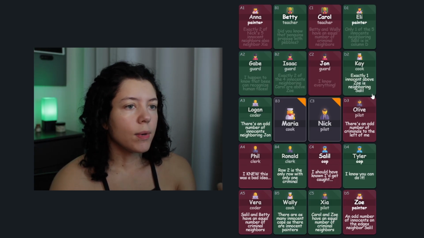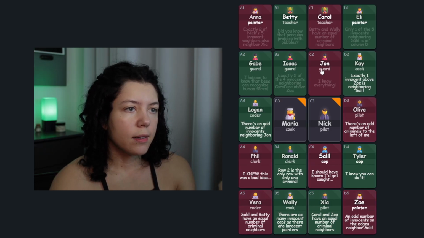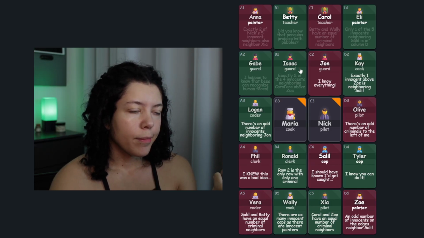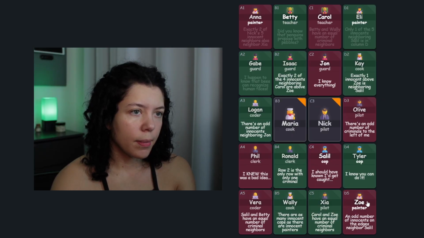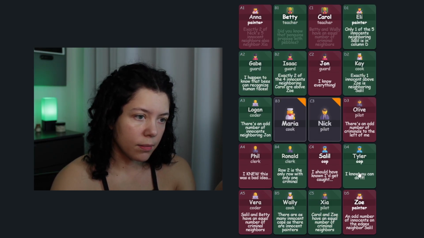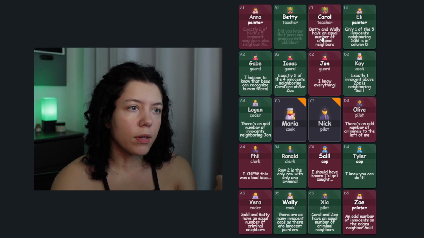Kay says exactly one innocent above Zoe is neighboring Salil, that's Tyler. John says, I know everything. Isaac says exactly 2 of the 4 innocents neighboring Carol are above Zoe. That's Eli and Kay. Gabe says, I happen to know that bees can recognize human faces. That's a fact. Eli says only one of the 5 innocents neighboring Salil is in column D. That's Tyler.